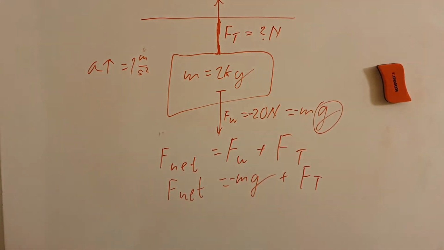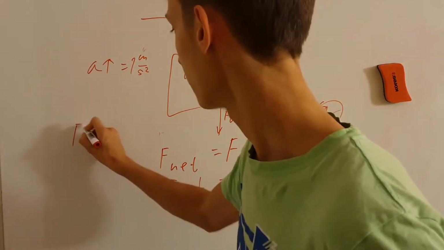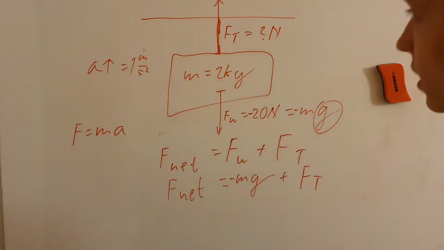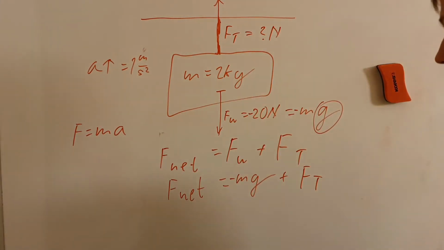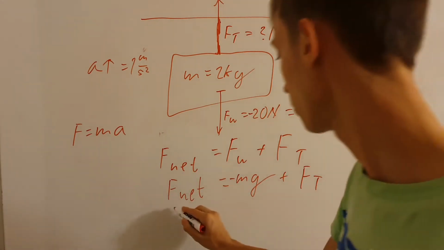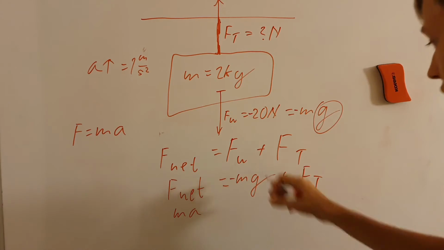I don't know that yet. So, how to calculate this is to realize that the force is equal to mass times acceleration. And the overall acceleration of this motion is up by 1 meter per second squared. That means when I'm talking about the net force, it will be m times a. It won't be the m times g. G is a different one.